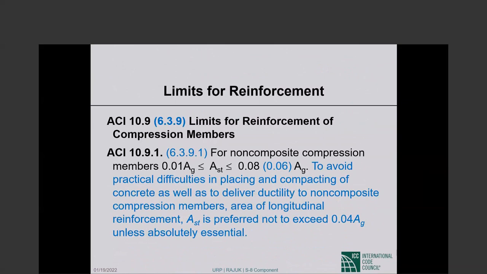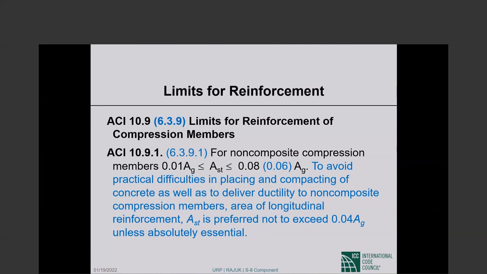The minimum and the maximum. Okay, and this I find very interesting. So minimum 1% I discussed already. Okay, it's actually 0.5%. Now 8% maximum. High seismic, it goes down to 6%. Now 8% reinforcement, if you ask me, it counts the laps.